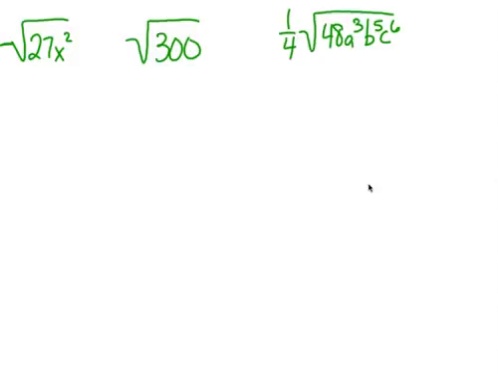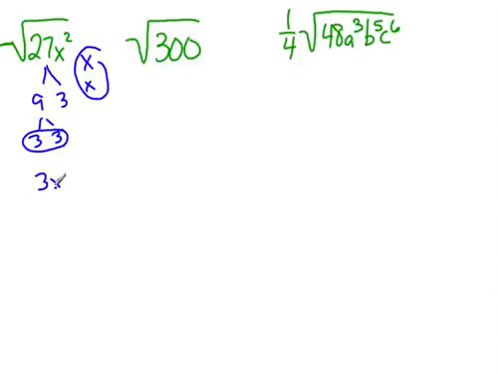Next, we'll take a look at these when they have some of these exponents or these variables in here. Again, we break down 27. Maybe that's 9 and 3. This becomes 3 and 3. X just gets broken down into x and x. I look for pairs. Here's a pair of 3's, and here's a pair of x's. So on the outside, I have 3x. On the inside, I have the square root of 3.